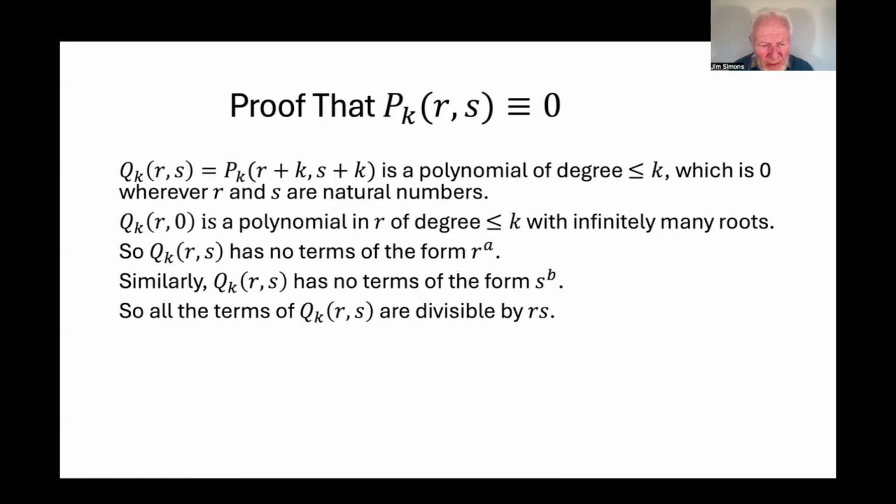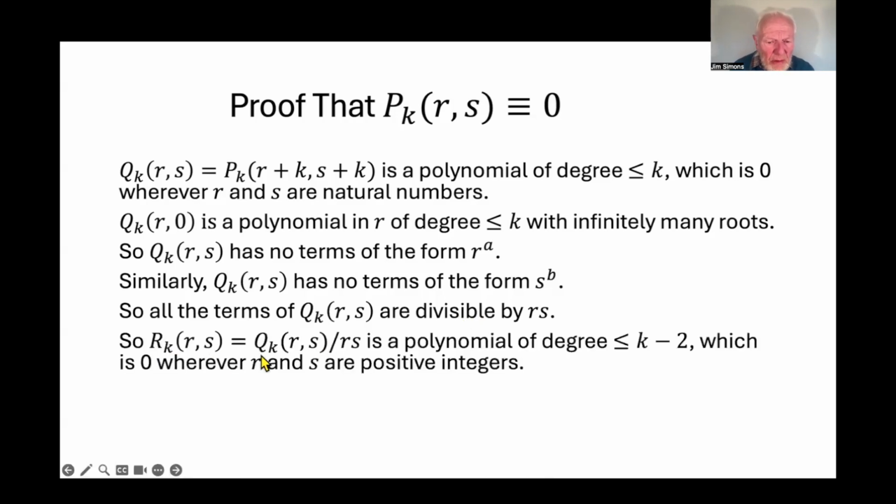So let's divide by RS. So we get a new polynomial dividing that one by RS. Now, this is a polynomial of degree at most K minus 2. And that's 0 whenever R and S are positive integers anyway. We can't say anything about whether it's 0 when 0, because it's sort of nonsense anyway. So, but it's positive integers.